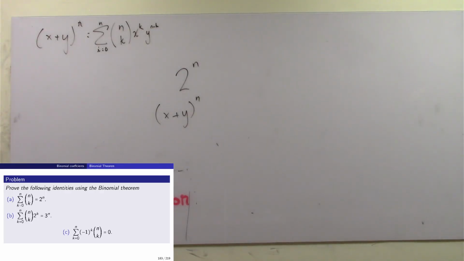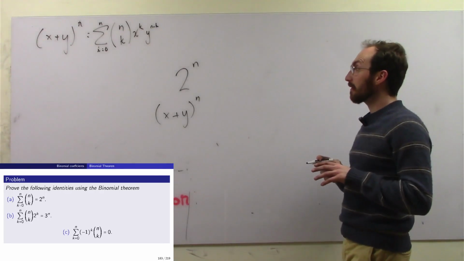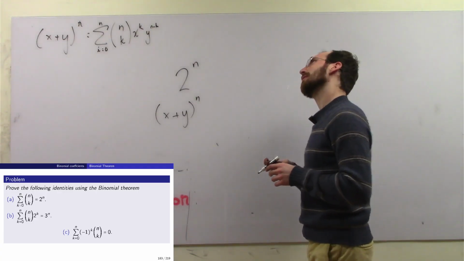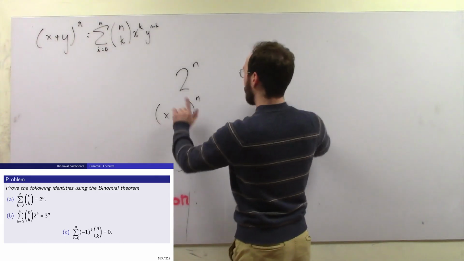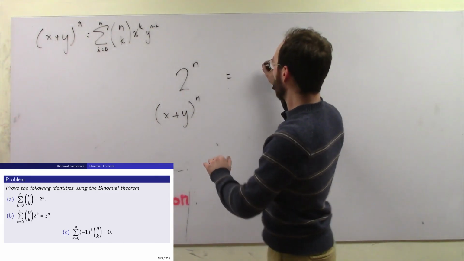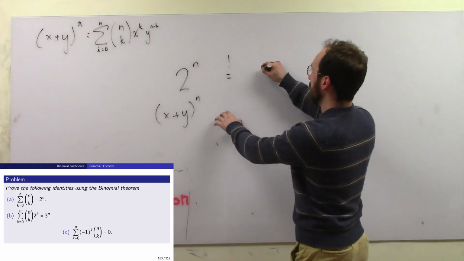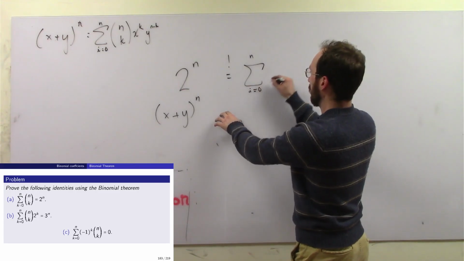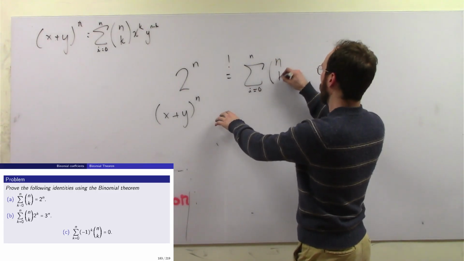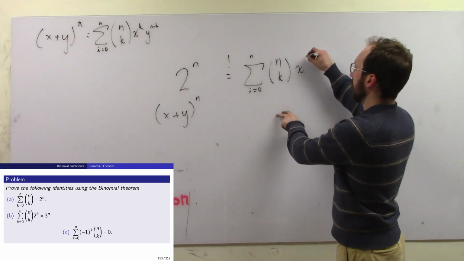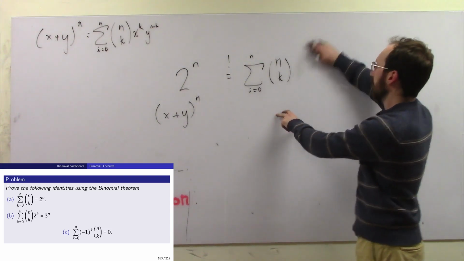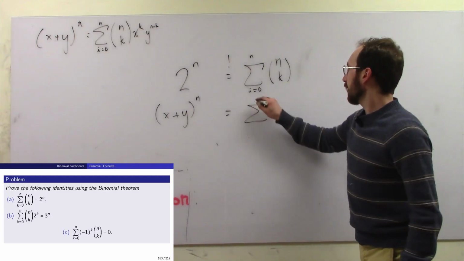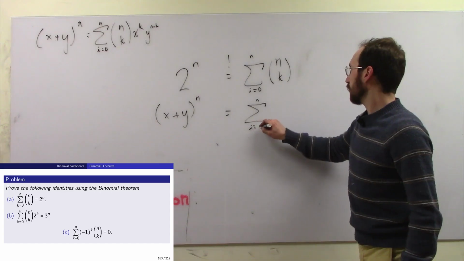So actually, does it matter in this case? I think it kind of does. You could do it in some other way, but let's think about it like this. I want to show 2 to the n is equal to just this sum right here. N choose k times nothing here. But the binomial theorem tells me that this is true.